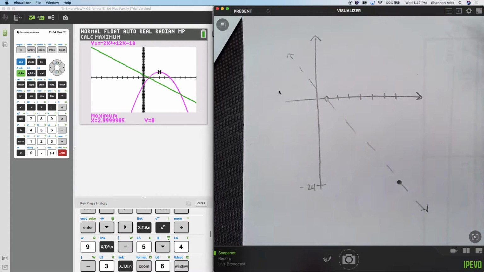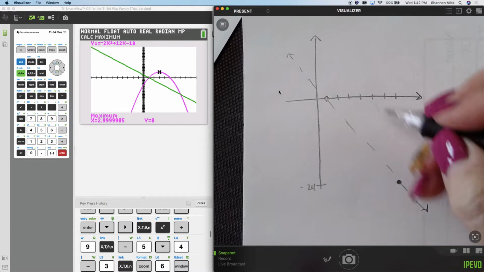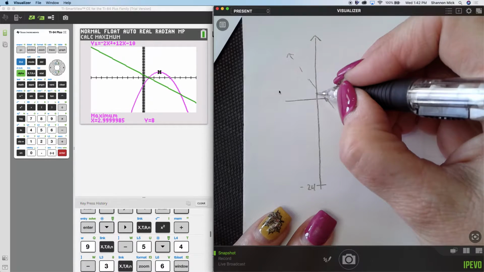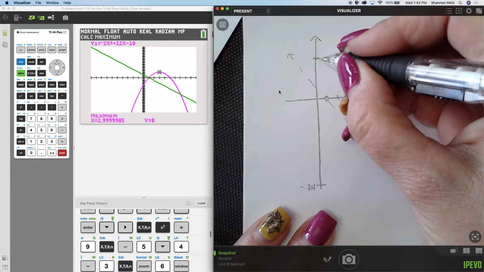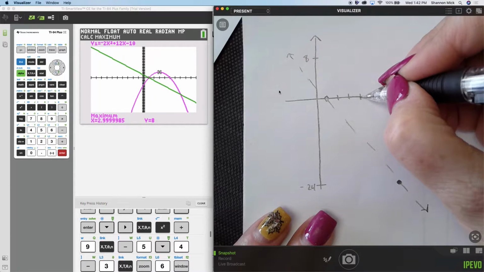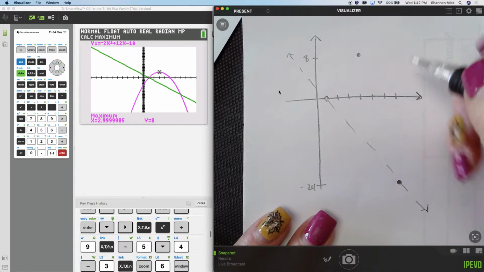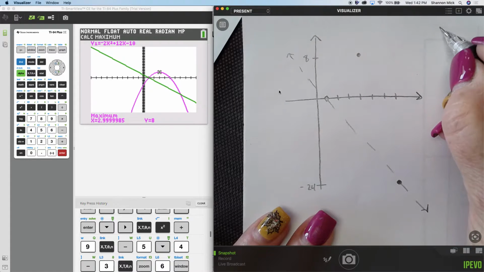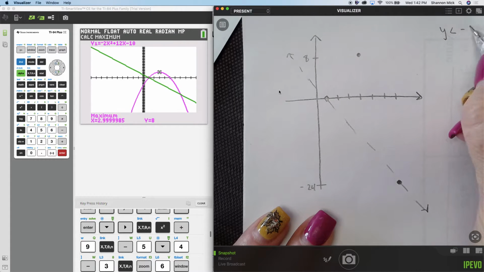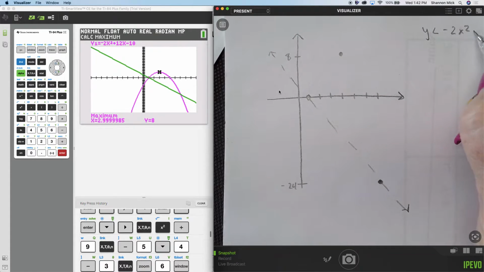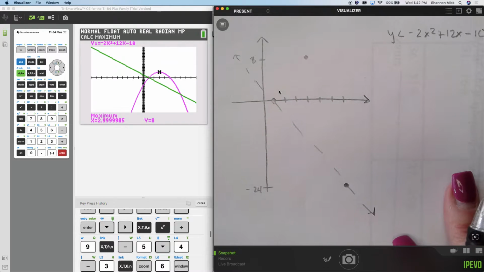And my quadratic is going to go through these 2 points. And also we found the vertex at what? 3, 8. So we're going to make this 8. And 1, 2, 3. And up to 8. And it was negative 10, right? It was y is less than negative 2x squared plus 12x minus 10.